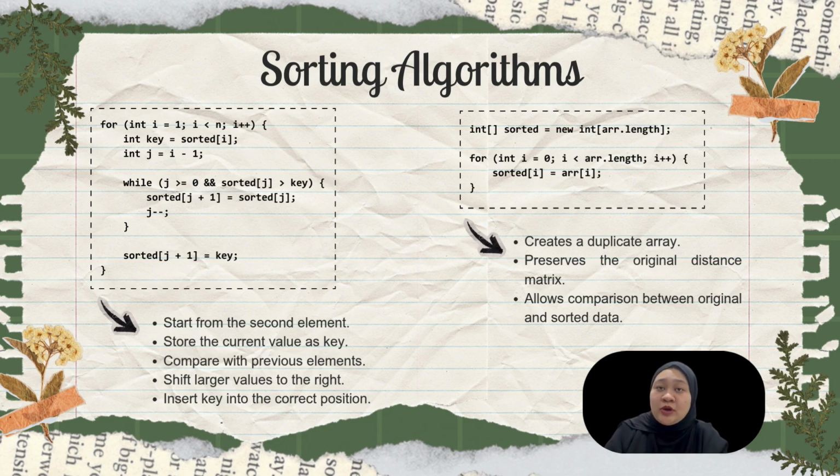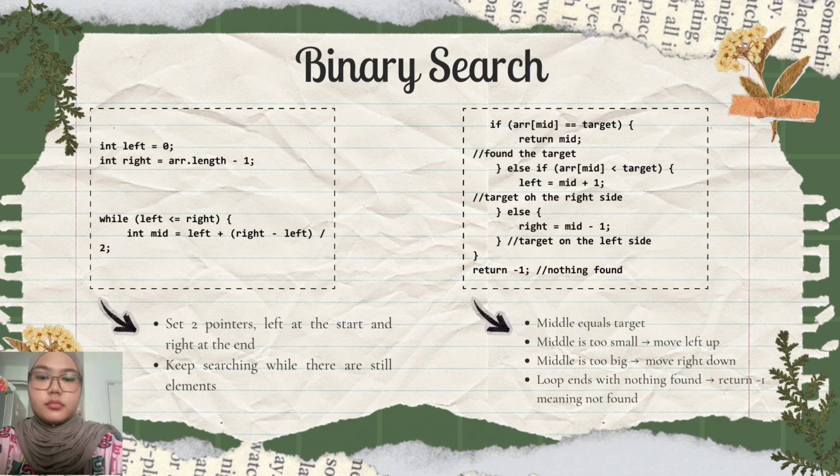The outer for loop goes through each element starting from index 1. The current value is stored as the key. The while loop compares the key with the previous elements. If a previous element is larger than the key, it is shifted one position to the right. After the larger elements have been moved, the key is inserted into its correct position. Repeating this process for every element, the algorithm correctly builds a sorted array from left to right.